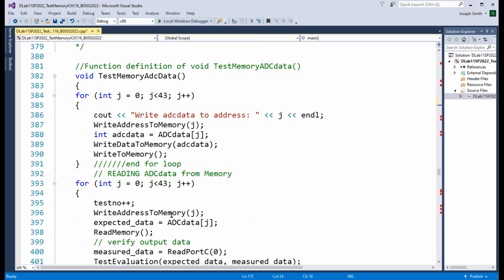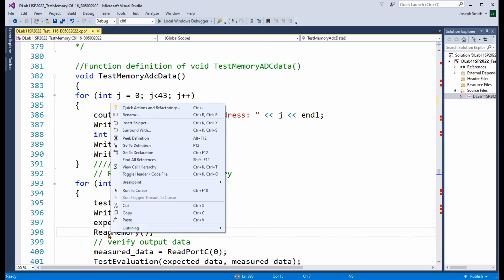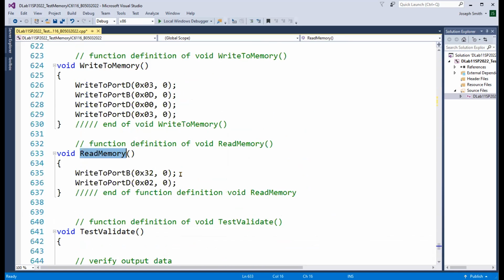Right click on read memory on line 398. Right click, go to definition. Go to definition right here, correct? Go to definition, the next one, and click on it. Yes. Okay, so the definition looks good. Write to port D looks good. Okay, all right, let's go ahead and go back to the test ADC one more time.